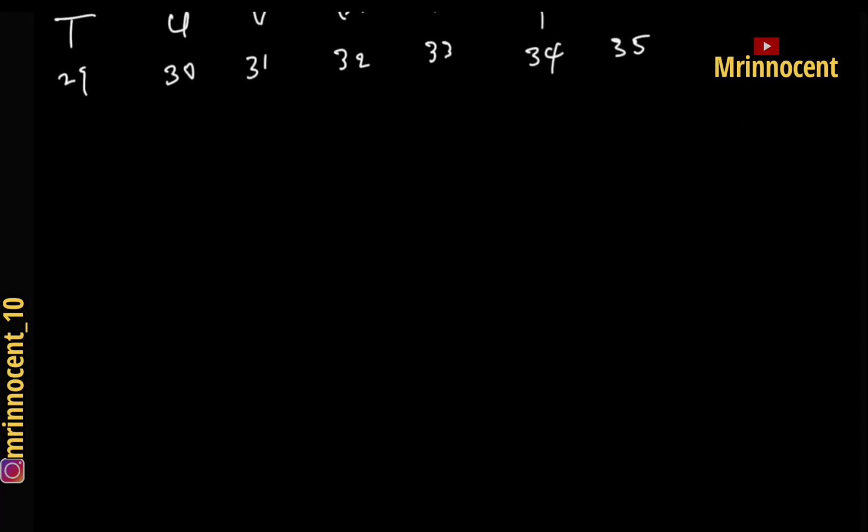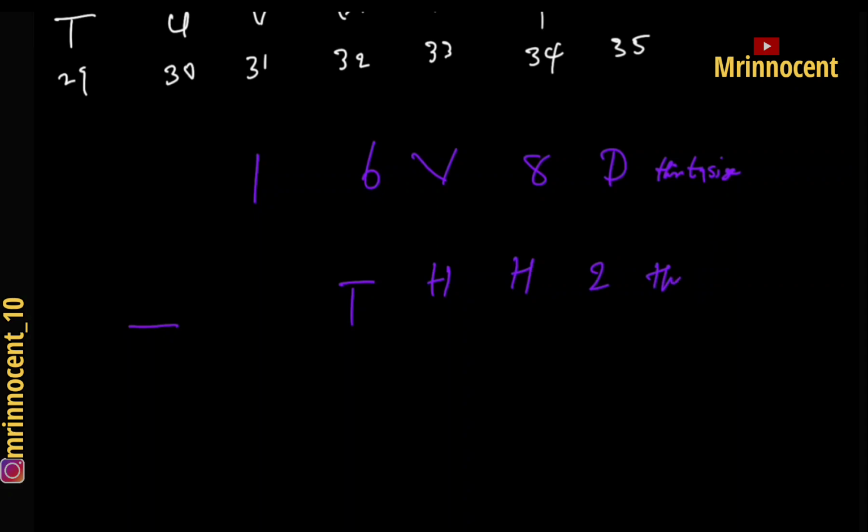Let's look at some examples. We have 16V8D base 36 minus TH2 base 36.